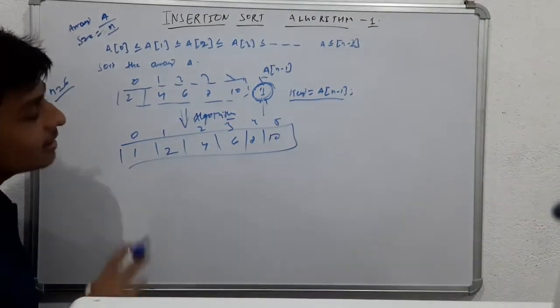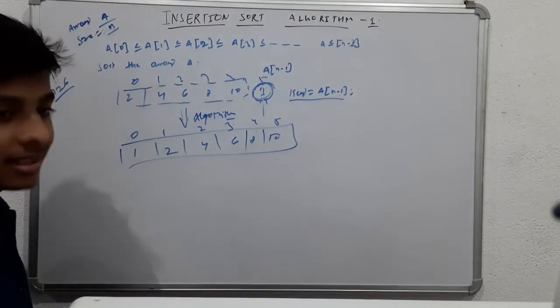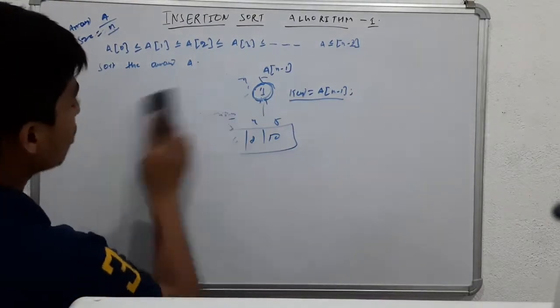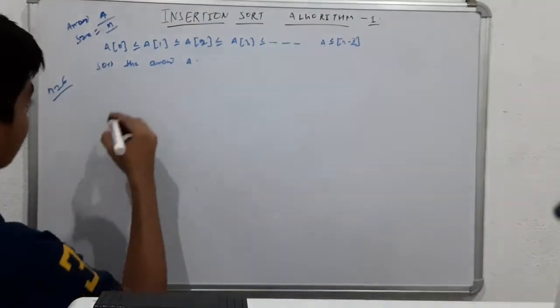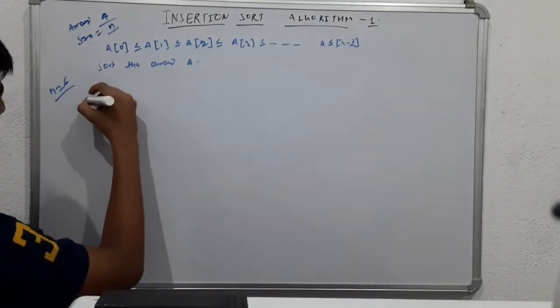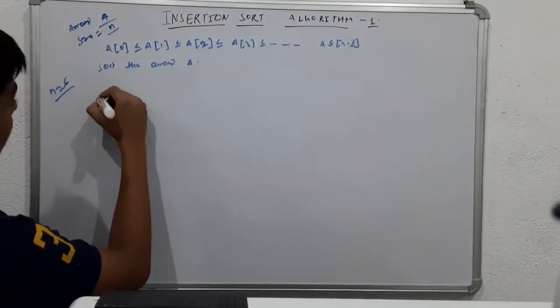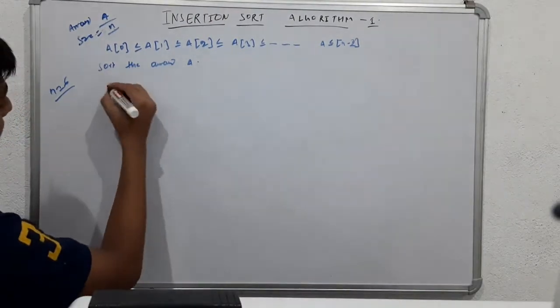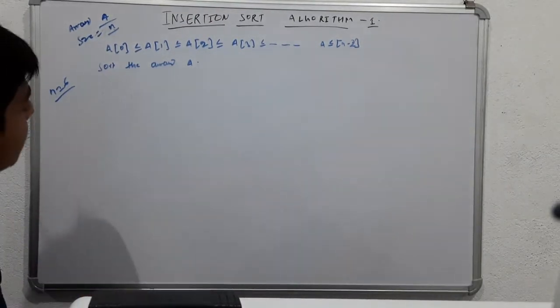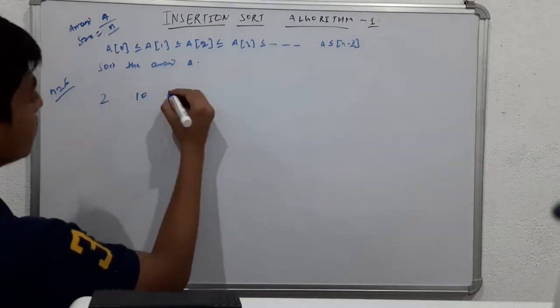So now let's write the code to understand this. We'll write this code in a better manner. What we have discussed till now, let's try with the black marker. It's not working right now. So the array was 2, 10. Let's leave it.